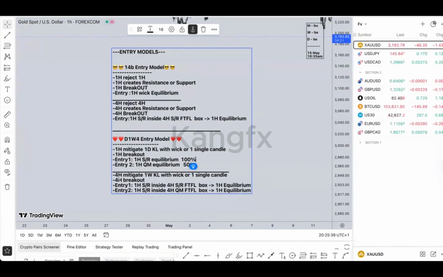Then we have the one for 4 hour, which is 4 hour mitigates 1 week key level with weak or one single candle. 4 hour breakout. Entry on, already, 4 hour FTFL box. You look for your STFL on 1 hour. When you get your STFL on 1 hour, that 1 hour you mark your equilibrium. That's it. You can look for the same thing on the 4 hour QM.